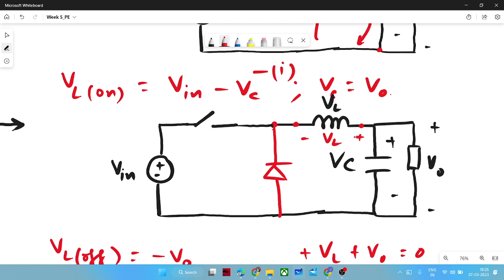I'm not convinced. If VL is equal to V naught, then the graph will not be valid. You do not worry about the graph now. Are you convinced with this denotation in this circuit? Yes, fine. But why will they write VL equal to minus V naught when the switch is turned off? That's what we are trying to convey, that we are taking it as a reference.